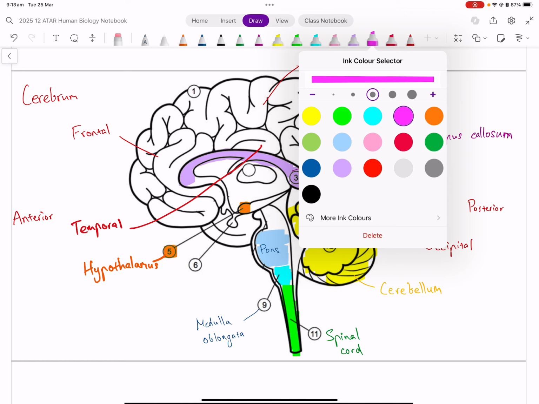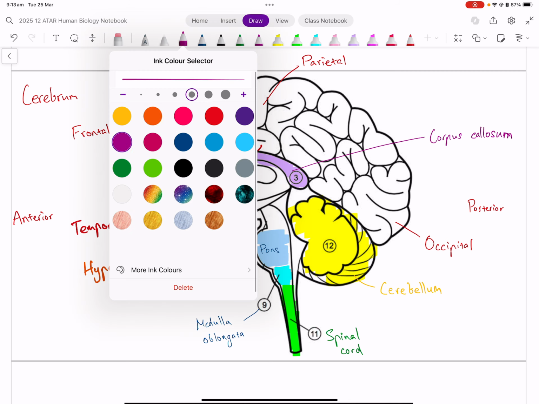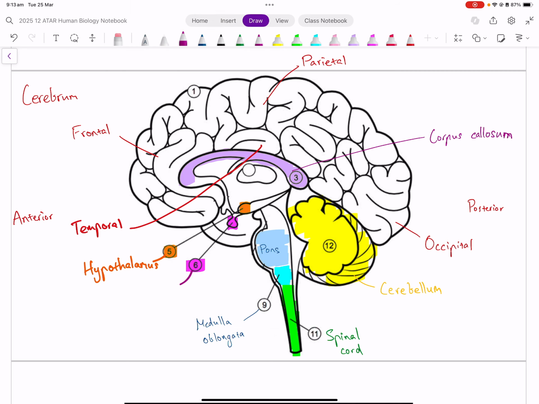Let's go with bright pink, this gland in here. So number 6, I'll switch to my purple pen again. Number 6 here is going to be the pituitary gland. And using that anterior and posterior that we wrote earlier, maybe I'll just highlight them in yellow. We can figure out which lobe is going to be which using that.